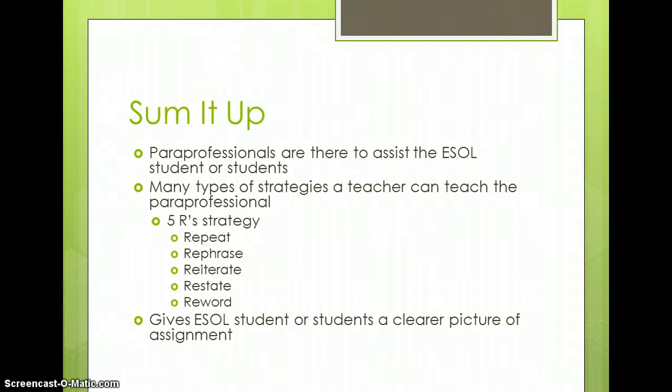Also, not only a paraprofessional can help this ESOL student, be sure that other peers of that student are also helping them so that they can learn from people their own age, students their own age, learn the correct way of saying things, asking questions, and so on. So the paraprofessional is there just to help make an assignment more clear.